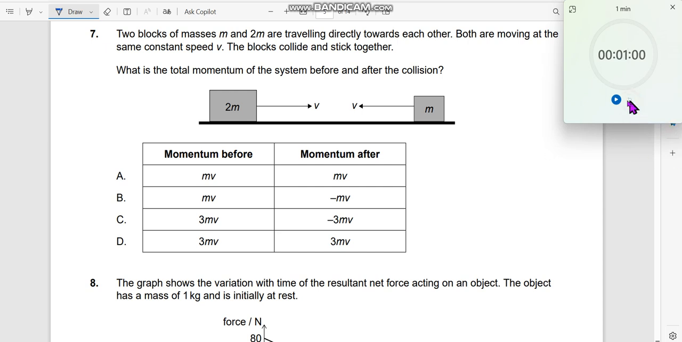Okay, question number 7. Two blocks of masses m and 2m are moving directly towards each other. Both are moving at the same constant speed. The blocks collide and stick together. What is the total momentum of the system before and after collision?